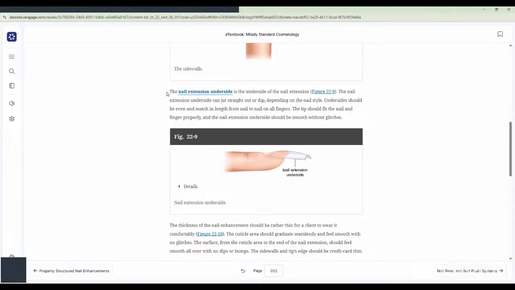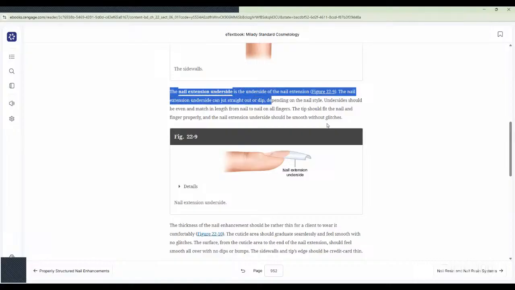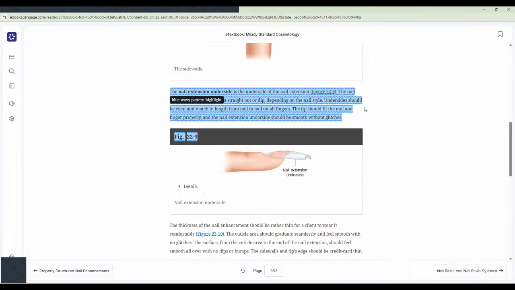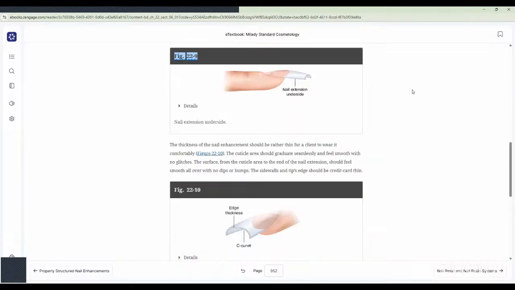Now, this is a pet peeve for me. I don't like acrylic on this underside. So when they tell me they're doing a cleanup of my nails, please make sure you get all of that extra stuff that's underneath the nail off, okay?